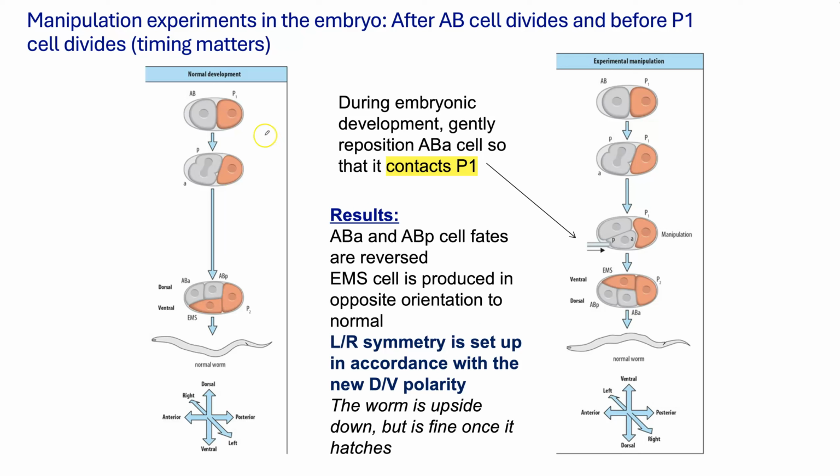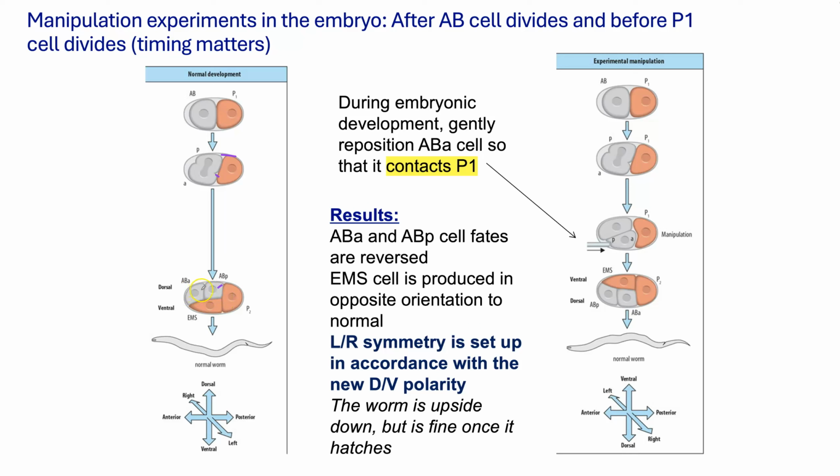Okay, so this is an example. Normally we've got our AB and our P1 cell. The AB cell divides to form the ABA and the ABP cell first. And when that happens, the ABP cell has a lot more contact with the P1 cell. And then after this cell starts to divide, the ABP is the only cell that has contact with P2.